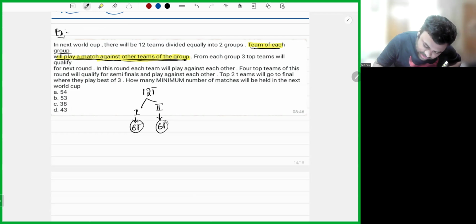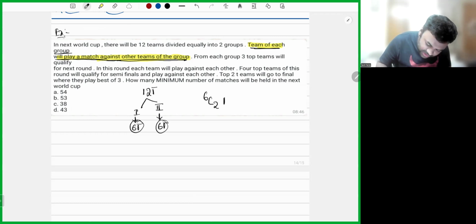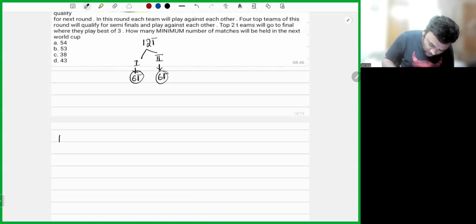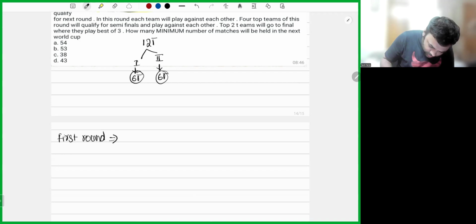So first 6C2 plus 6C2. This is the first match, 6C2 plus 6C2. This will be your first set of matches, first round, I can say. In group 1, there will be a few matches. In group 2, there will be a few matches. 6C2 plus 6C2. What is 6C2? 15 plus 15, which is equal to 30.